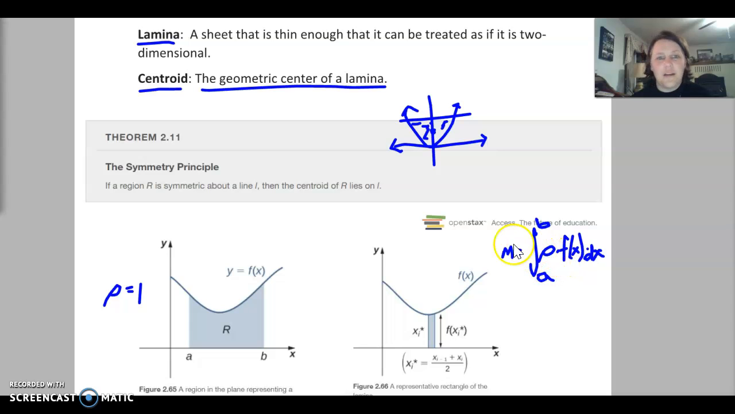Before we talked about this, I think I had it written up there last time, but rho is the mass density of a unit area.